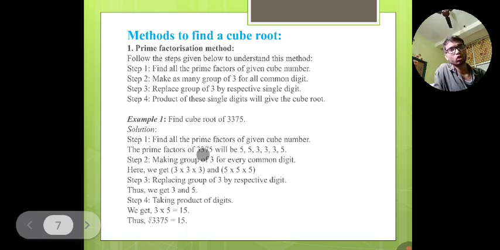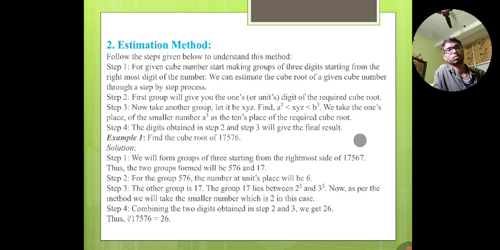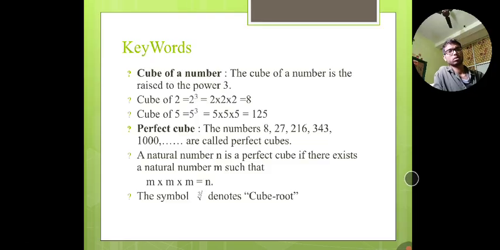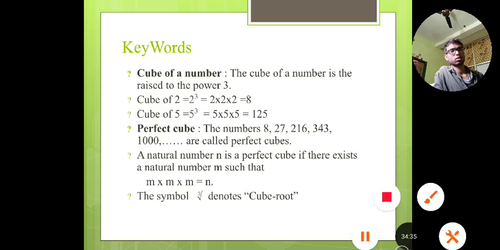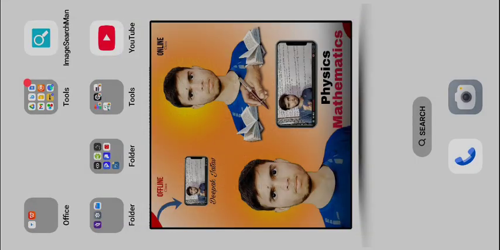Methods to find a cube: estimation method. That's all. It is enough for you. Whatever we discussed in this would be enough for you. Don't worry. Now we are able to move ahead.